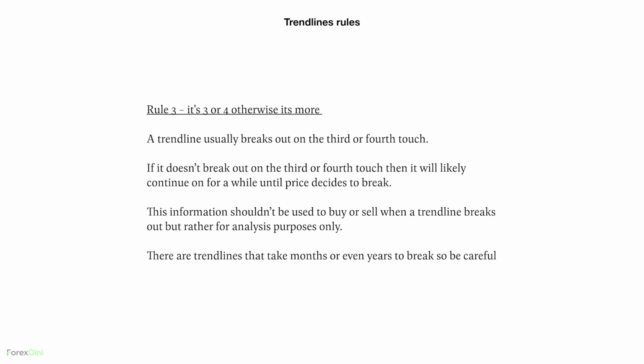Rule number 3, it's 3 or 4, otherwise it's more. A trend line usually breaks out on the 3rd or 4th touch. If it doesn't break out on the 3rd or 4th touch, then it will likely continue on for a while until price decides to break. This information shouldn't be used to buy or sell when a trend line breaks out, but rather for analysis purposes only. There are trend lines that take months or even years to break, so be careful.